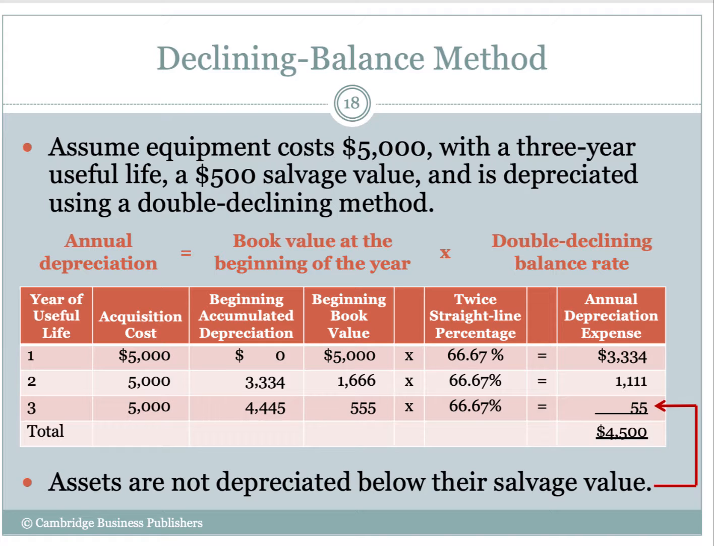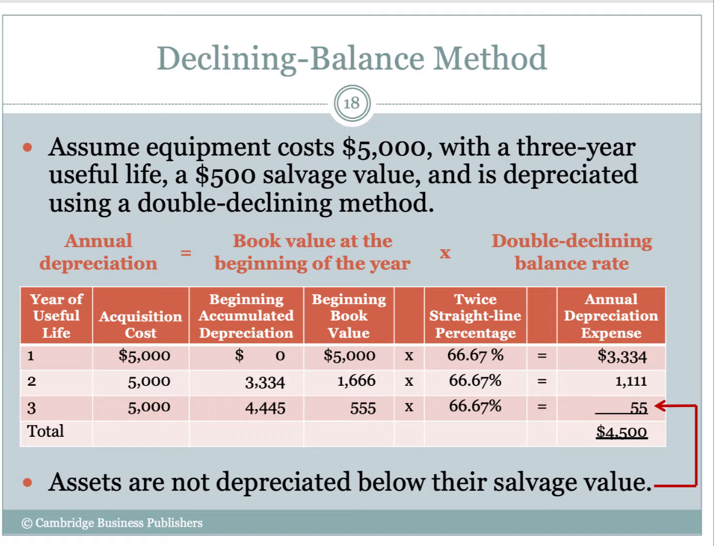So what's our beginning book value of year 2? Well, that's easy. 5,000 minus the accumulated depreciation of $3,334, we get $1,666. That's our beginning book value of that year. We then again multiply that constant percentage of 66.67%. We get $1,111, right? That's the depreciation expense.